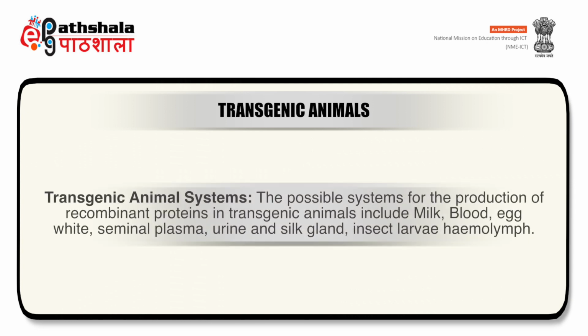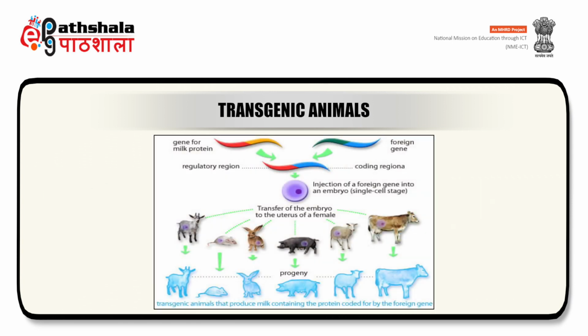Number one system is transgenic animal systems, and the possible systems for the production of recombinant proteins in transgenic animals include milk, blood, egg white, seminal plasma, urine and silk gland, insect and larva hemolymph. Now, we will study the different methods of generating transgenic animals, as also been illustrated in this diagram.